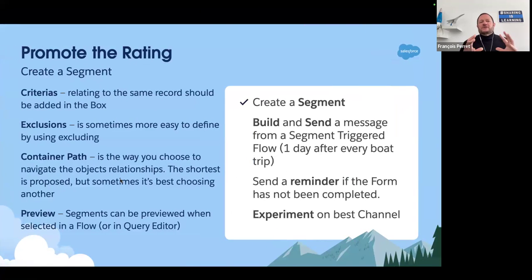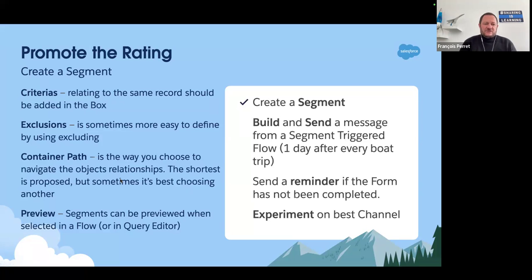So let's go back to the key takeaways. Here, when you're creating a segment, it's important that you group all the criteria that are related to the same DMO inside the same box. Here we had, if you remember correctly, 2 criteria related to the boat reservation. You can also define a segment with exclusion, that is, do not include unified individuals with those types of criteria.